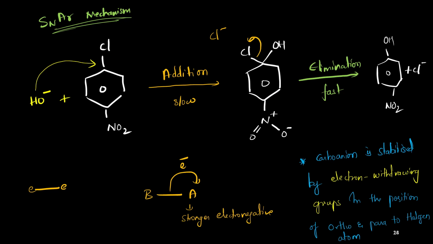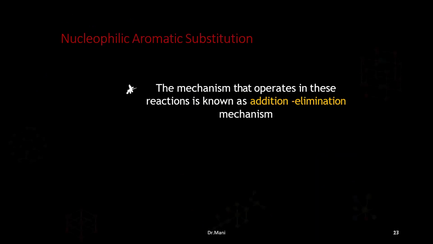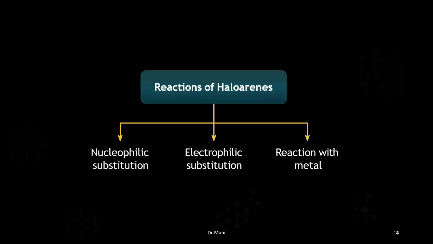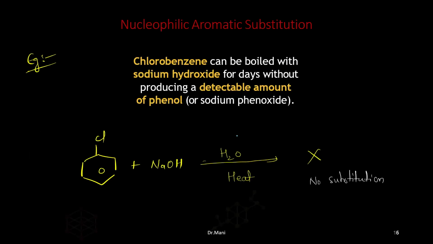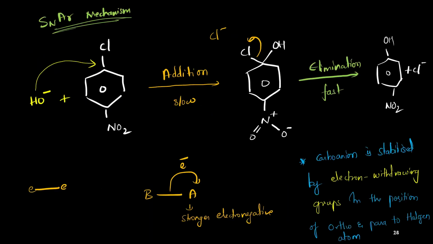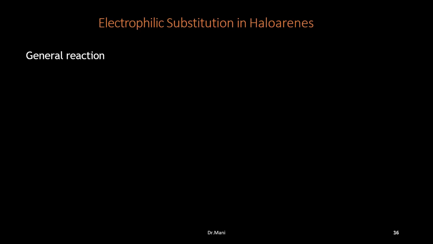Yes, sir. This is how the SN reaction happens. Is it clear, right? The SN reaction? Yes, sir. Okay. Now let's go to the electrophilic substitution, which is the second one. So let's see how this electrophilic substitution happens in haloarenes.